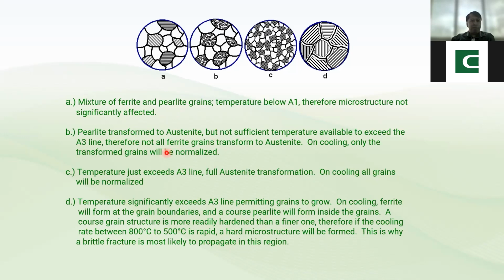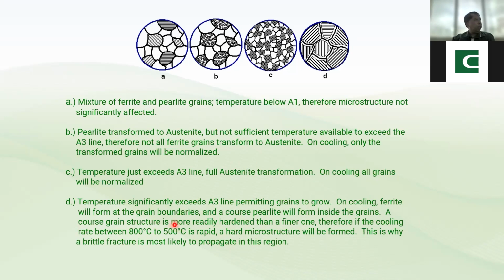Ano ba yung normalized material? These are tough material, no? Okay lang siya kasi toughness. There is a certain toughness of your material. But on your letter C, this exceed the solid liquid, naging liquid siya, that transform siya into full austenite transformation. And the letter D is the highest temperature, which create a coarse grain structure.